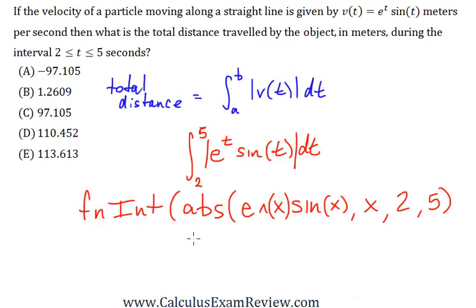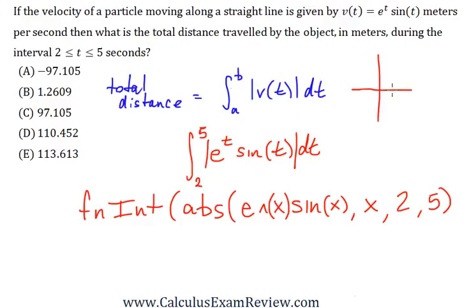Okay, so if we have the velocity function and we want to determine the total distance traveled by an object within the interval 2 and 5, we need to take the integral from 2 to 5 of the absolute value of the function. And why the absolute value again?